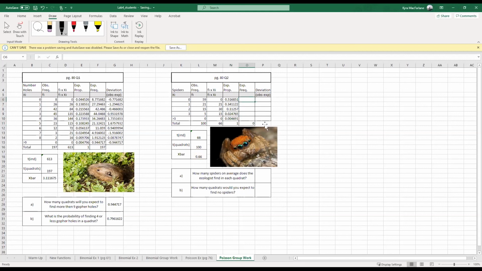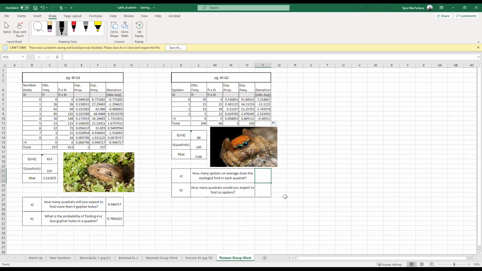Our expected frequency is then our expected proportion times our sample size, the number of quadrats, which I'm going to remember to anchor this time. I click that and drag down. And again, our expected frequency total equals the same as our observed frequency total. And last, we have our observed frequency minus our expected frequency. And click and drag. And our table is filled in and we can answer these questions.